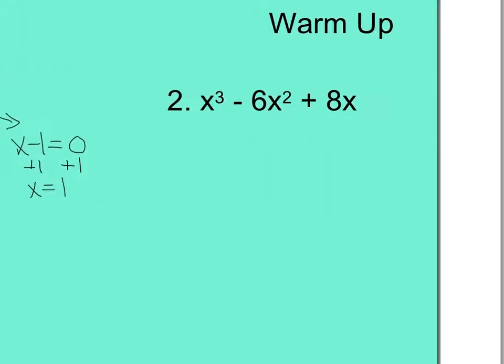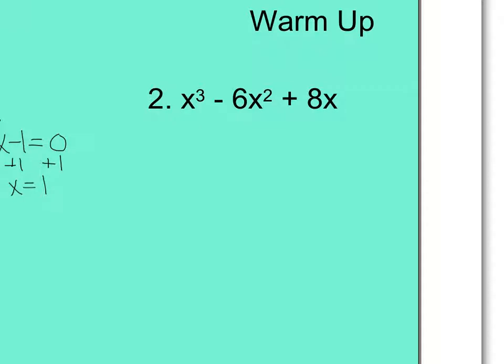Moving over to number 2, this one is not set up for us in factored form, so we have to first factor it. Again, one of the first things to look for is your GCF. They each have an x, which means that's what we're going to be taking out. When I take that x out, we're left with x squared minus 6x and then plus 8.